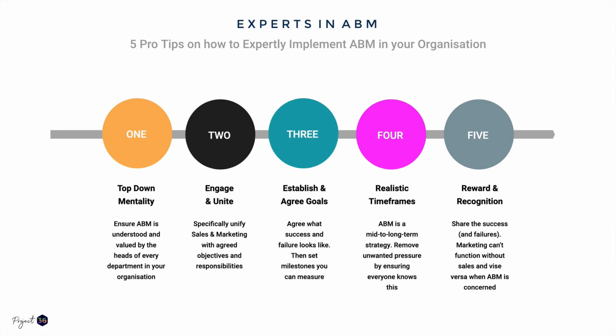It takes time. Number 5, reward and recognition. You've got to share the success and the failure. Marketing can't function without sales, and sales can't function without marketing, and so on. So when part of the organisation is succeeding, share it. When the other's failing, share it, experience it, work as a team.